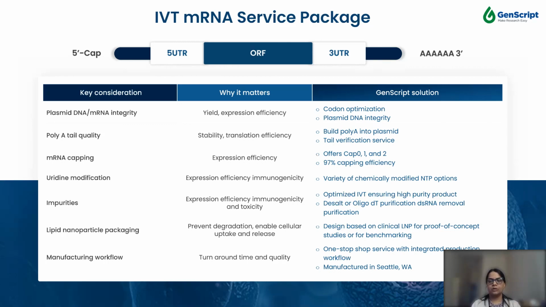So a common mRNA product includes the essential components: cap, UTR region, ORF region, again UTR region, and then poly-A tail. mRNA synthesis is a multi-step process, and before sourcing high quality modified mRNA, small or large scale, crucial factors like plasmid DNA integrity, poly-A tail quality, mRNA capping capacity, uridine modification, impurities, lipid nanoparticle packaging, and manufacturing workflow should be considered to get a quality product at the end, because all these factors affect the end product quality, yield and expression efficiency or translation efficiency, stability, and toxicity.